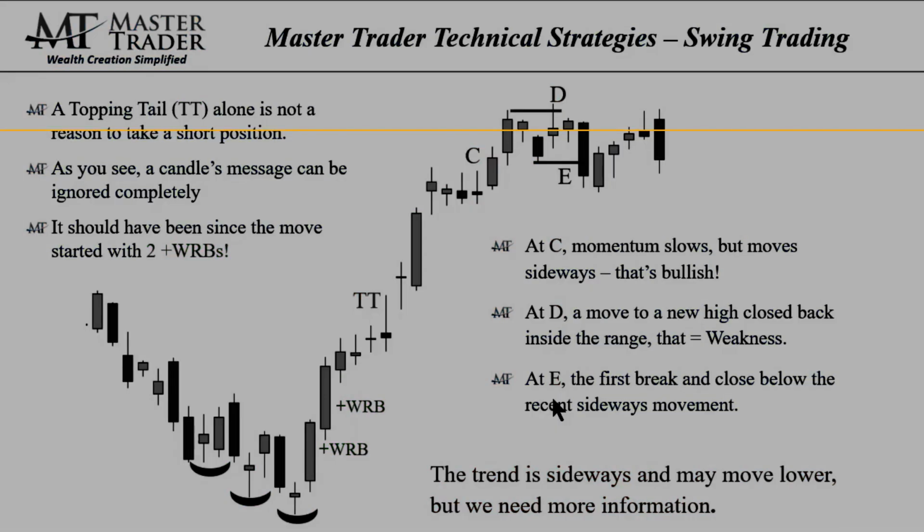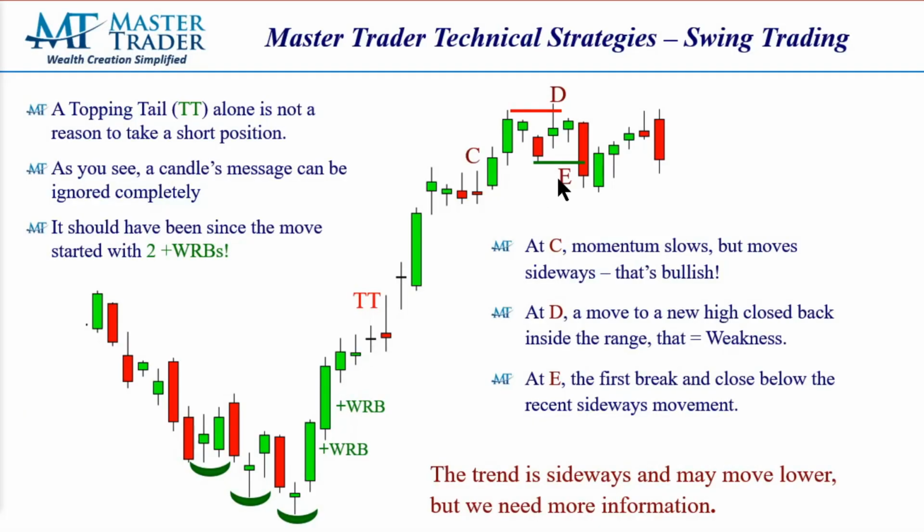At E, we see a break and close below the recent sideways movement. So that's obviously a bit more bearish, but it hasn't violated the trend. And the reason for that is it hasn't violated major support. So momentum is slowing. It's beginning to go sideways. We got an initial red bar ignored since prices retraced back up toward D after E. So let's stand aside for the moment.